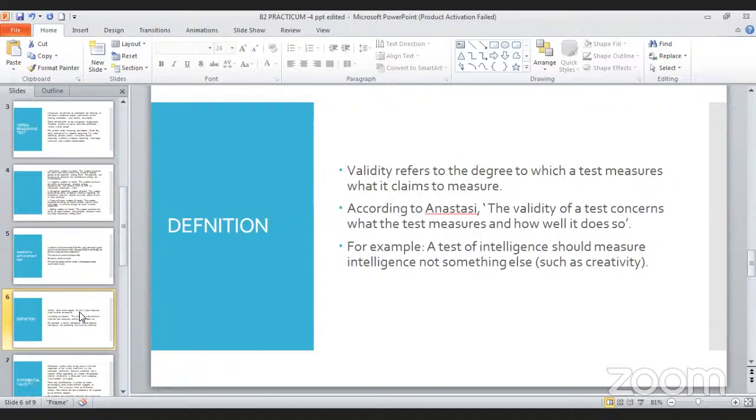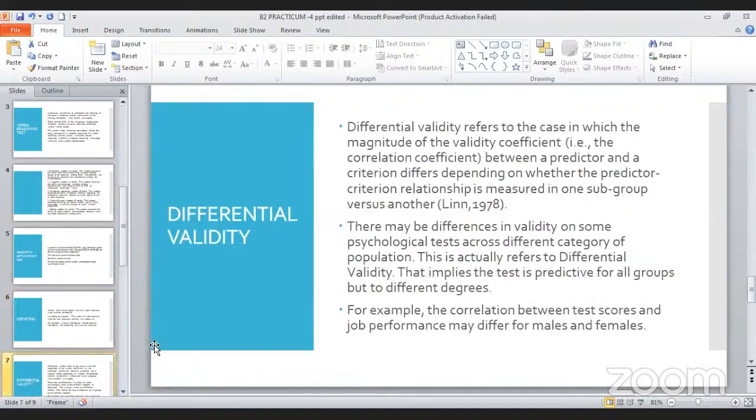But what is the differential validity? The differential validity refers to the case in which the magnitude of the validity coefficient, that is the correlation coefficient between a predictor and a criterion, differs depending on whether the predictor-criterion relationship is measured in one subgroup versus another. Okay. So actually, differential validity refers to the differences in validity coefficient across groups.